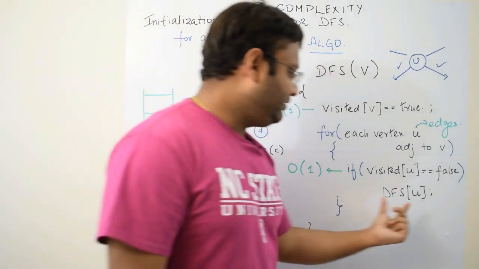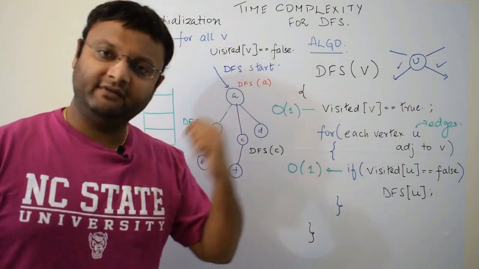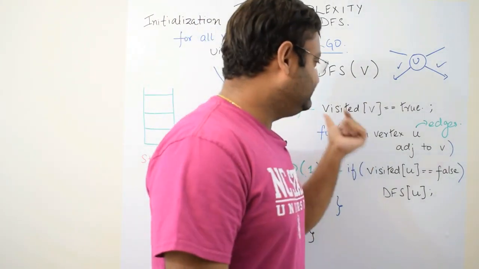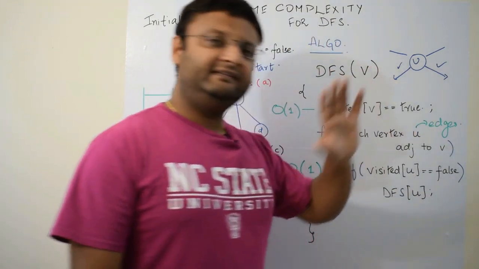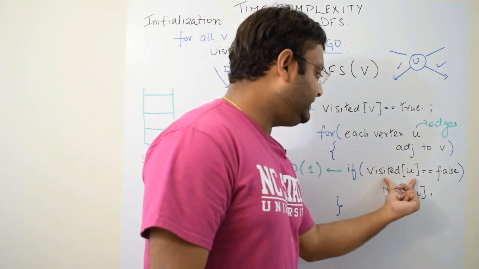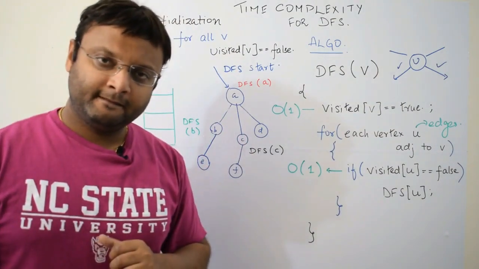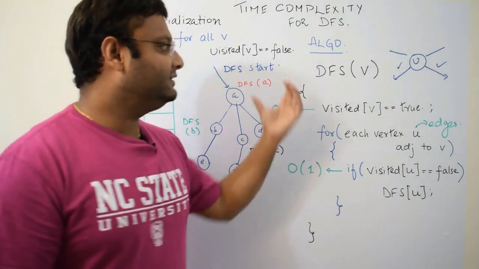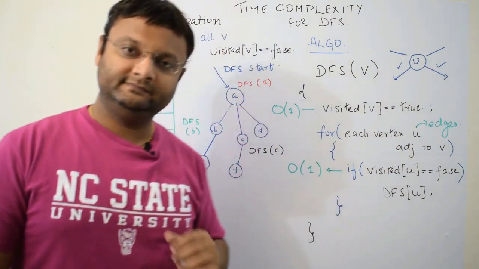Because DFS will be called for every vertex in the graph. So this for loop will be called for every vertex, and for every vertex this for loop iterates the number of edges that vertex has. And this for loop, in each iteration, does a constant amount of work. So what will be the total amount of work done by this complete DFS algorithm from starting to end?